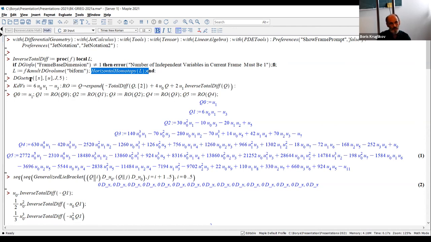Okay, so here I do the setup: X is the independent variable, U is the dependent variable. That's the jet space, just a name for the jet space, and I will not go above the fifth derivative. If I do, actually, it will not complain. Okay, so let me just initiate, I didn't run this.